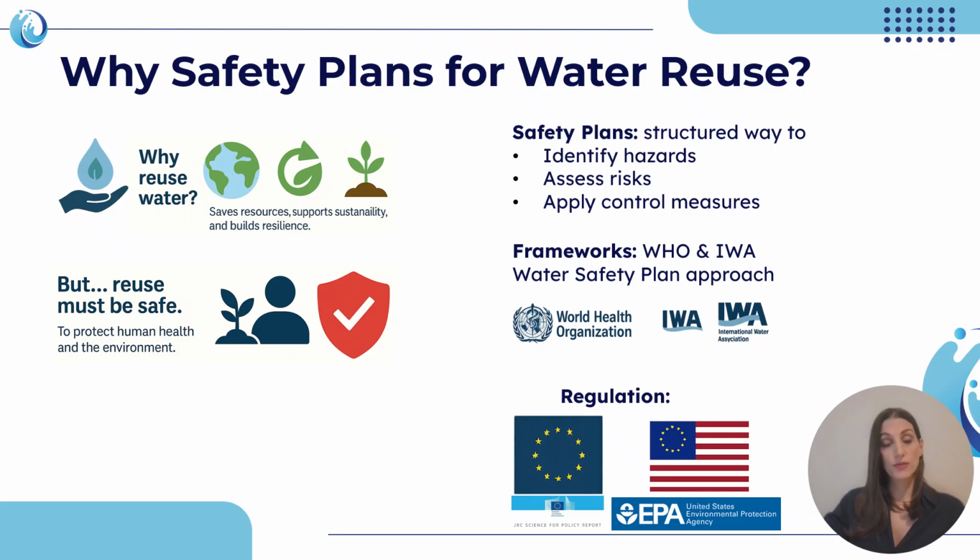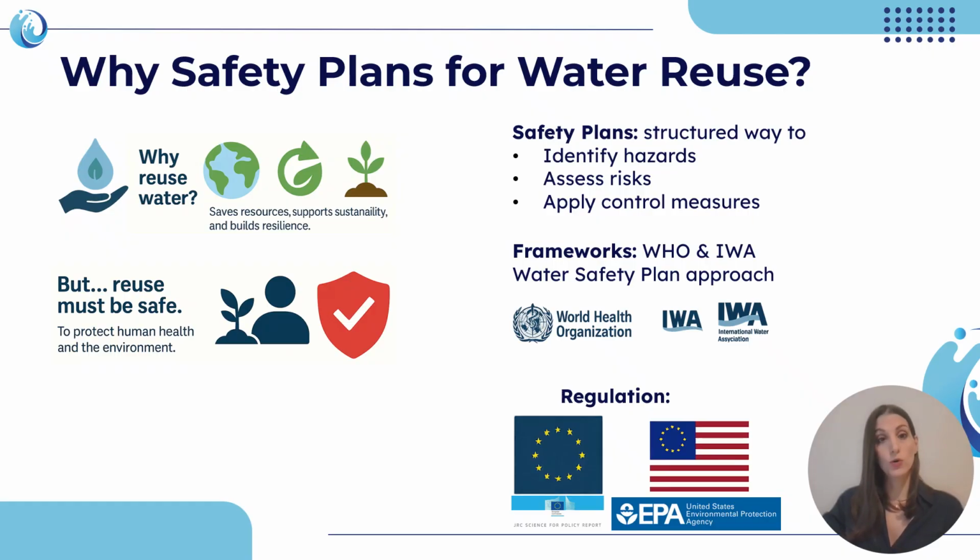A water reuse safety plan is a structured, proactive tool to identify hazards, assess risks, and put control measures in place to prevent harm. These plans build on internationally recognized frameworks, such as the World Health Organization and the International Water Association Water Safety Plans approach, and they are always tailored to the specific context of each reuse system. They are also embedded in regulation.